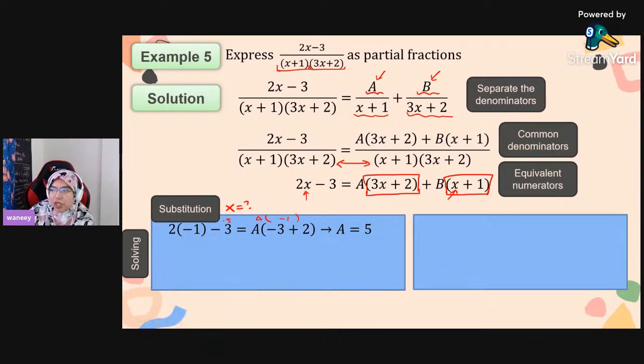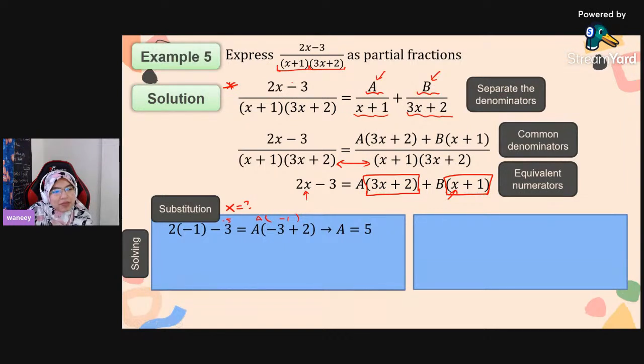Kiranya pecahkan denominator, lepas tu sambung balik. Boleh lah kalau nak cakap macam tu. Pecahkan denominator, lepas tu sambung balik. Tapi kali ni kita nak tahu nilai A dengan B. Sebab bila kita tahu nilai A dengan B, baru kita boleh salin balik yang first ni dengan pecahan. Siap-siap. Maksudnya kita dah pecahkan nilai A apa, nilai B apa.